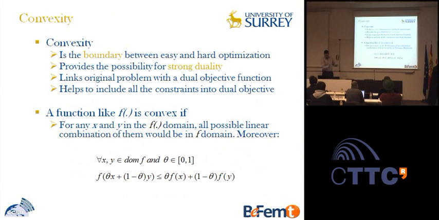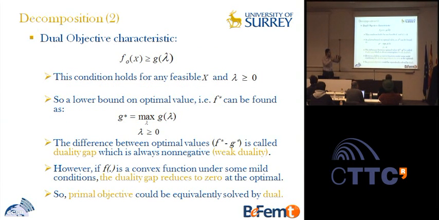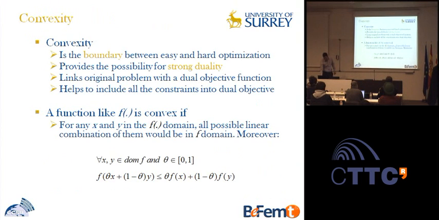So based on this, the important factor that gives us the capability to use this Lagrangian property and the dual decomposition theory is the convexity of the original objective. In this scenario, convexity is quite important. In general, we can say convexity is like the boundary between easy and hard optimization. Because it provides us this strong duality condition, we can integrate our original problem and its constraints into the dual objective, and this helps a lot to decompose our problem and to find feasible solutions.